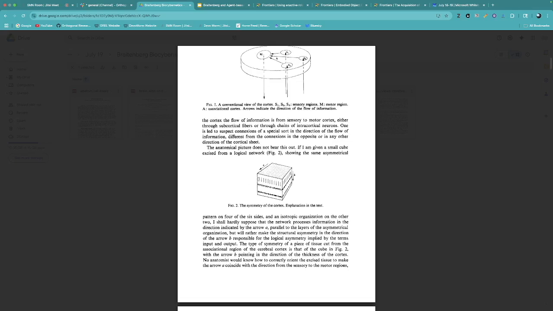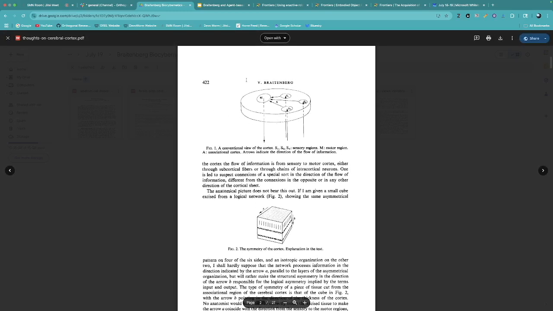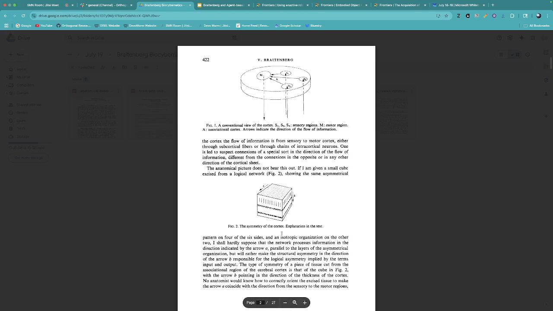So he says the anatomical picture does not bear out this model of distinct regions. "If I'm given a small cube excised from a logical network showing the same asymmetrical pattern on 4 of its 6 sides, and an isotropic organization on the other 2, I shall hardly suppose that the network processes information in the direction indicated by the arrow A parallel to the layers of the asymmetrical organization in B." So as you move across the surface of the cortex, that's a different thing than moving up and down the cortex. That's the point he's making.